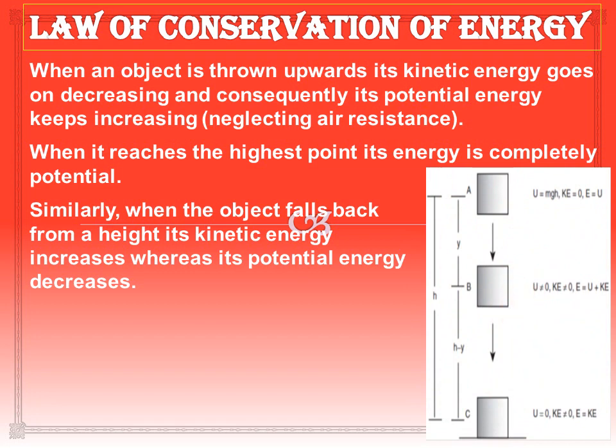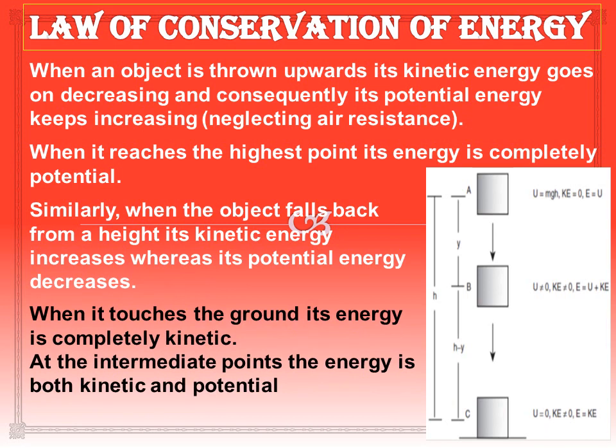You can see from C up to the height A, the total height is h. Then U is equal to mgh at the utmost height, KE is equal to 0 and E is equal to U. In the middle, U is not equal to 0, KE is not equal to 0 and E is equal to U plus KE. Finally at the ground, U is equal to 0, that means the potential energy is 0, the kinetic energy is not equal to 0 and energy is equal to kinetic energy.